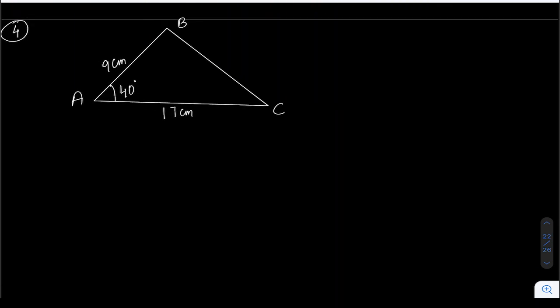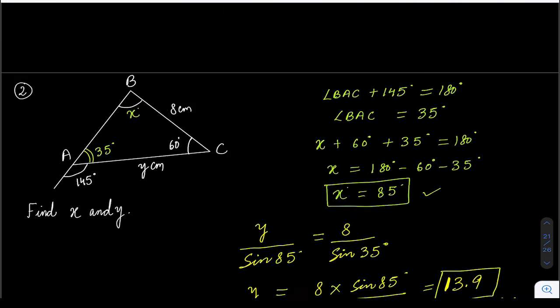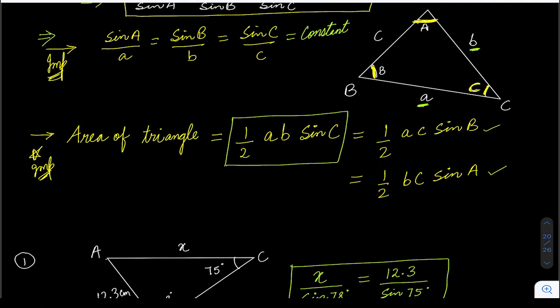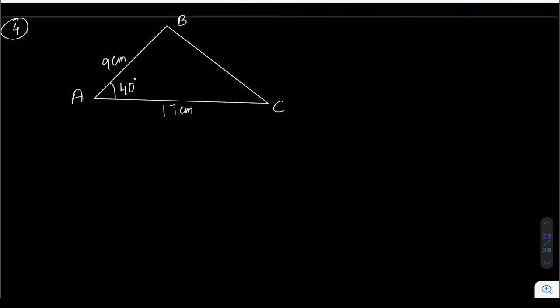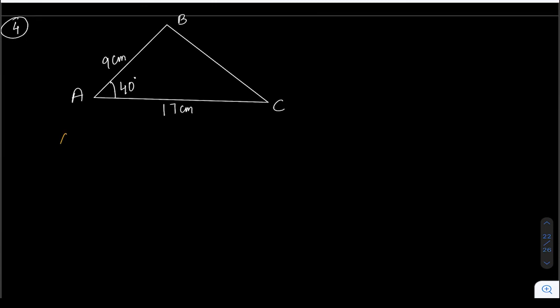Okay, let's try one more question on area. As you can see, we have done some area formulas also: half AB sine C, half AC sine B, half BC sine A. This is a very straightforward question. A triangle is given, two sides are given, 9 and 17, and the angle between these two sides is also given, that is 40. We have to find the area of triangle ABC. That's the question.